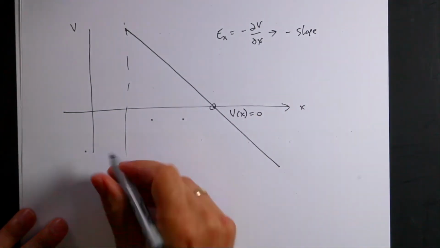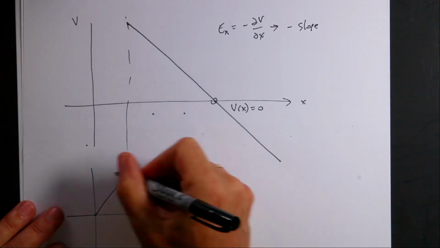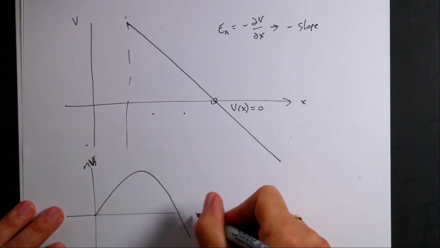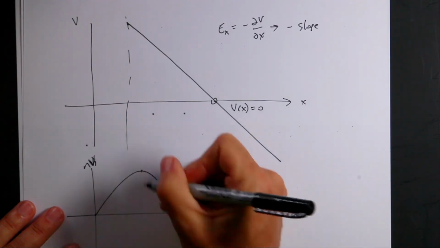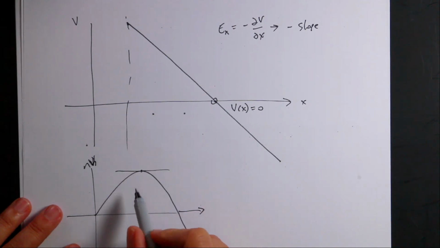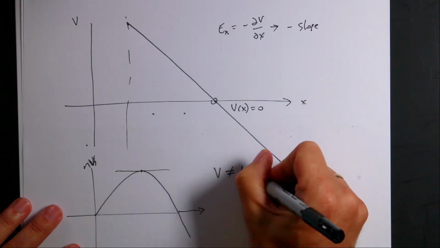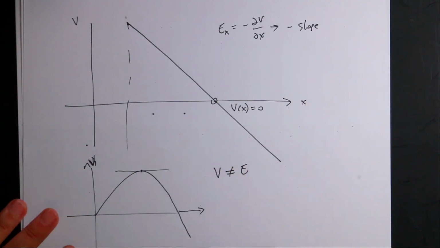Here's another graph. And this is V versus X in one dimension. What is the electric field at that point right there? The electric field is zero here because the slope of that line is zero, but the potential is not zero. So be careful, don't say V is equal to E. It's very common to say, oh, if something is zero, then its rate of change must be zero. In this case, we're talking about the rate of change with position, which we call the gradient, not the time rate of change. The electric field depends on the gradient of the electric potential.